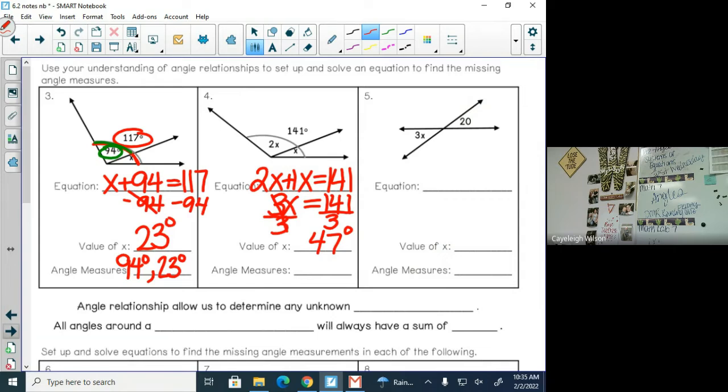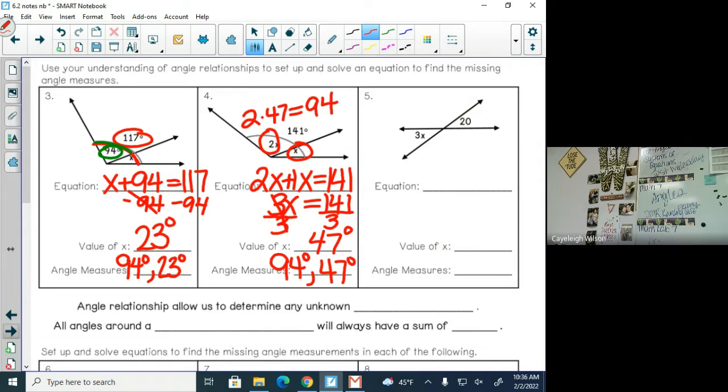All right, now they want to know what the angle measures are. So the answer is not 47 for angle measures. They want you to tell them what this one is and what this one is. So what does this 2x mean? 2 times x. So what did we find x was? 47. So 2 times 47 is 94. So that angle is 94. This angle is just x, and we said x was 47.